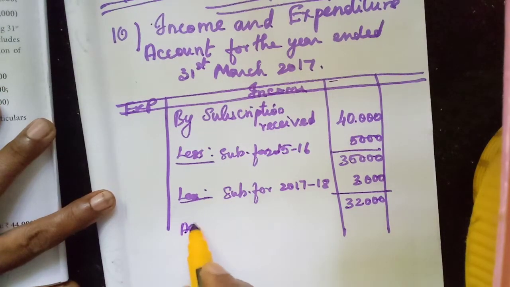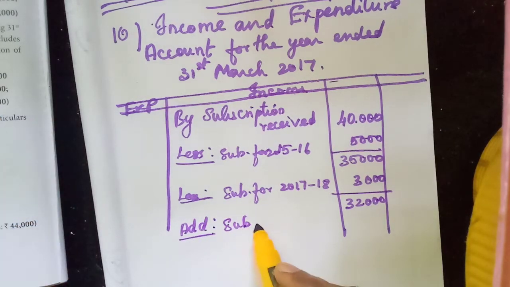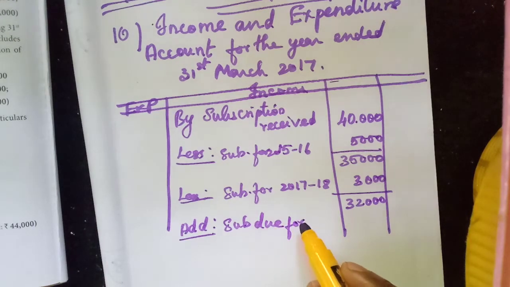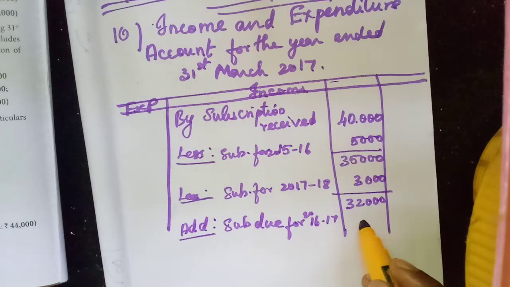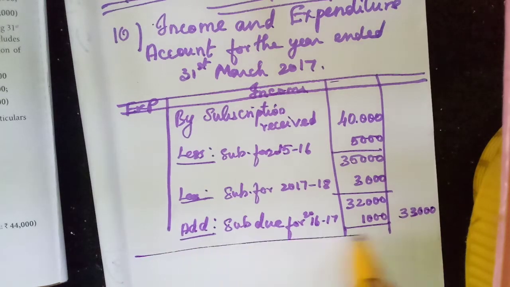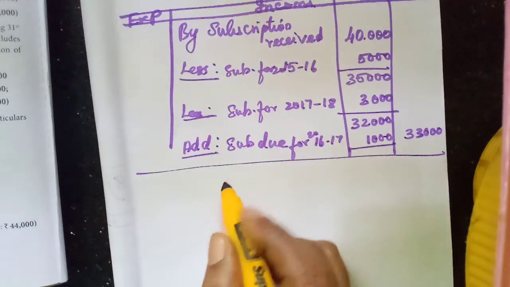Then subscription 1,000 is still outstanding for the year 16-17, so that we have to add. Add subscription due for 2016-17. 33,000. So here 33,000. That's all. The next they have asked final accounts, so both the accounts we should show.